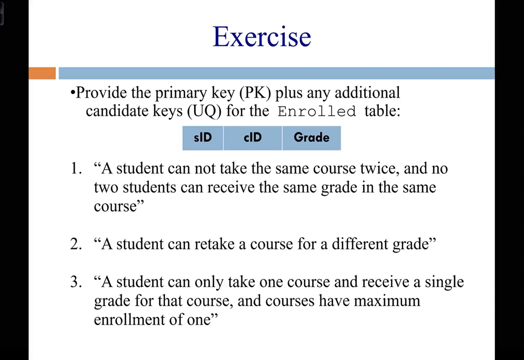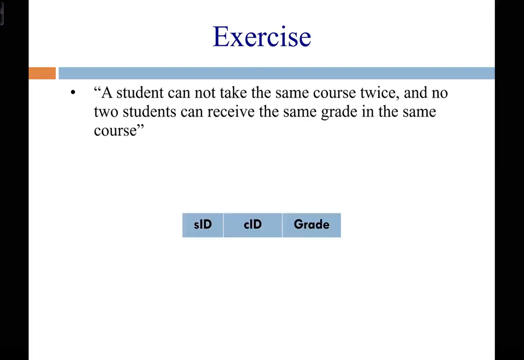So let's see what we came up with. I actually kind of just thought about it a minute. This second one is a little poorly specified. We kind of already said that with our existing solution, a student could retake a course for a different grade. But they can retake a course for a different grade and keep both on record, is what that one meant. So this first one, though: a student cannot take the same course twice, and no two students can receive the same grade in the same course. Anyone want to offer a solution?